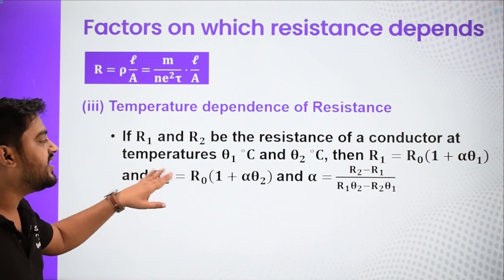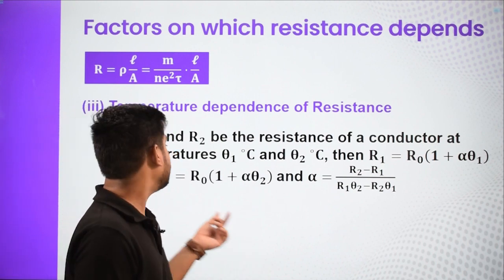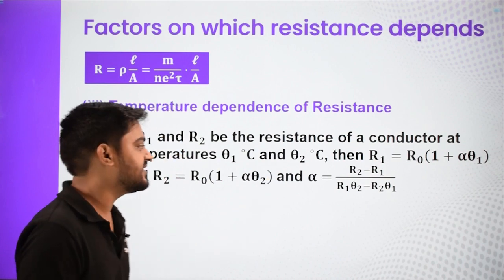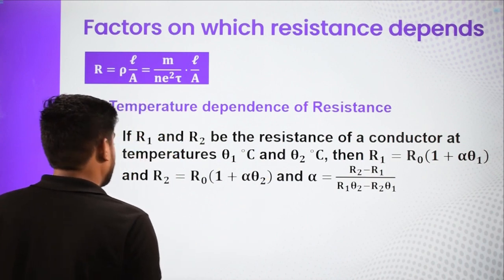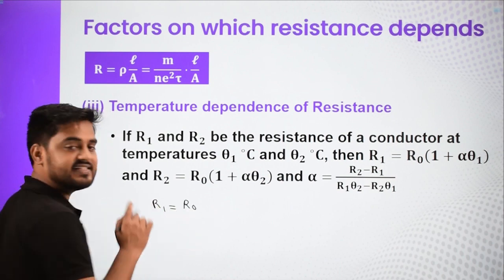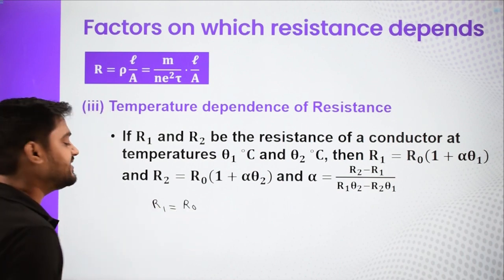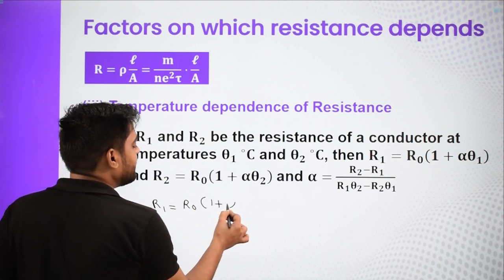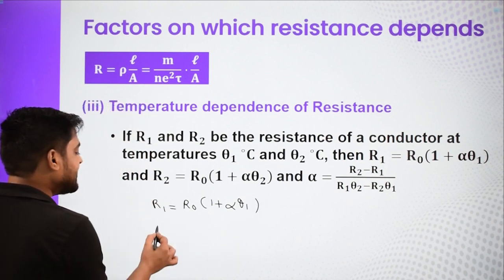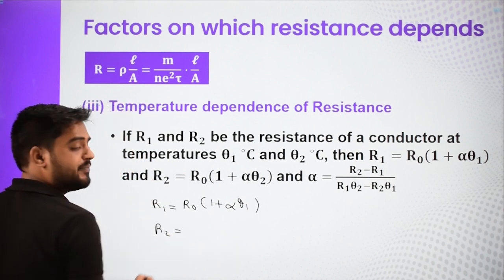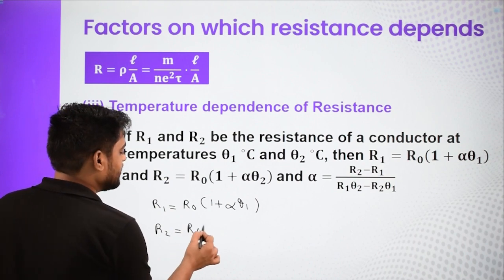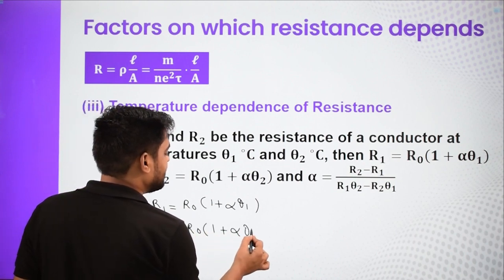Now, let R1 and R2 be the resistance of a conductor at temperatures theta 1 degree Celsius and theta 2 degree Celsius. Then, we can write that R1 is equal to R0, where R0 is the resistance at 0 degree Celsius, times (1 plus alpha theta 1). Same thing can be written for R2, the resistance at theta 2 temperature. So R2 is R0 (1 plus alpha theta 2).